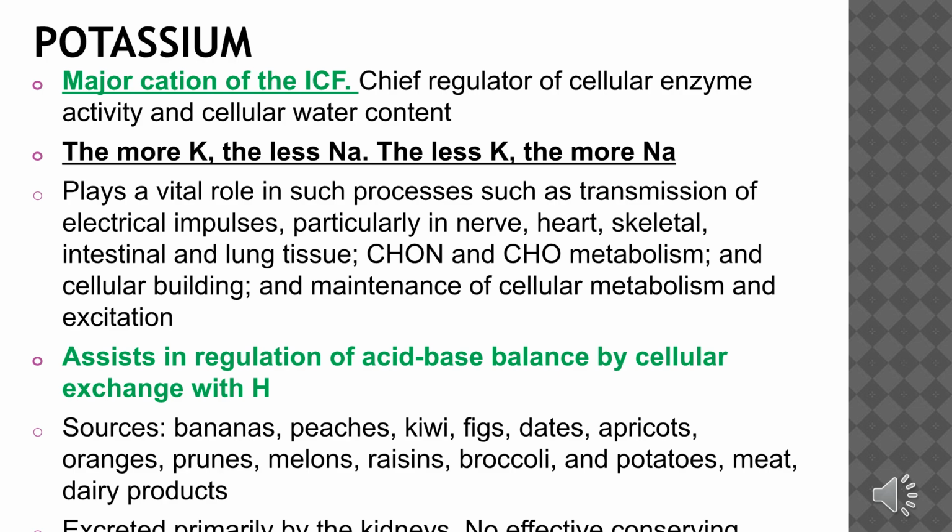Potassium is the major cation of the intracellular fluid, regulating cellular enzyme activity and water content. It is vital for electrical impulse transmission, metabolism, and acid-base balance. The normal value is 3.5 to 5 mEq/L.